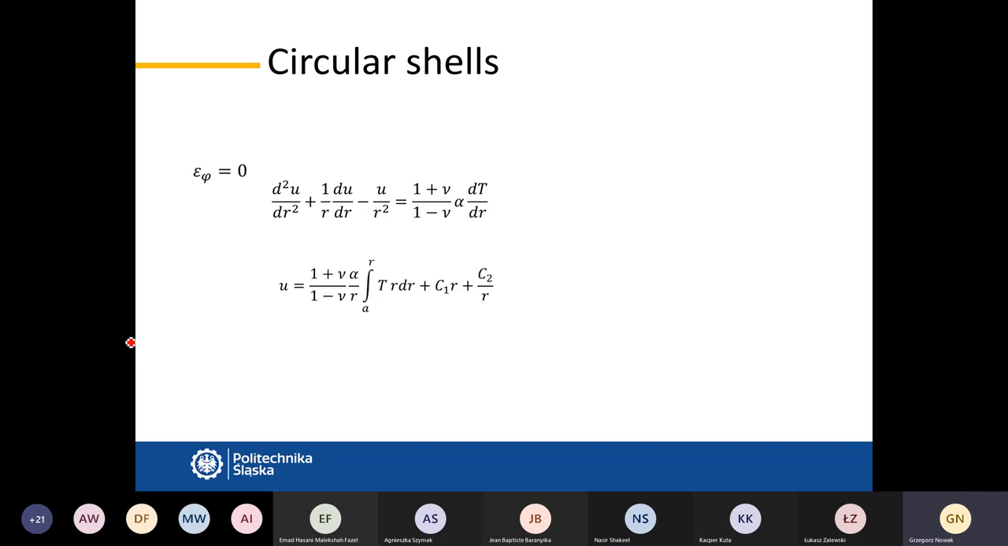So if you solve this equation, I will not show you how to do it because it's not that obvious. U can be expressed as a combination of material parameters alpha, temperature distribution, which is here an integral within the material, and we have the geometry of the object, which means A. The integration constants C1 and C2 are found from the boundary conditions, which will be discussed after the break because we now have time for a break. Thank you. And we will see each other in 15 minutes.